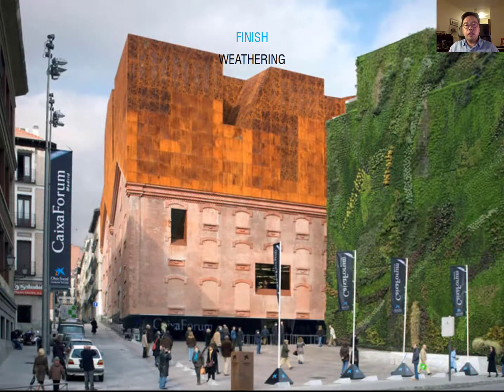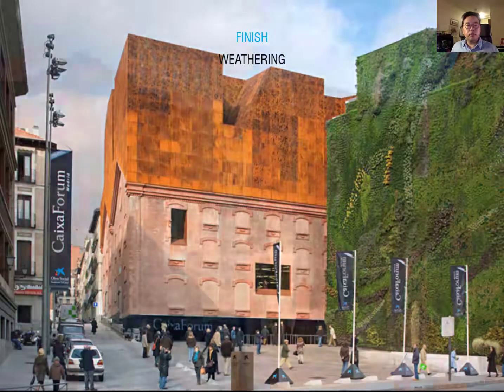So you can see I am giving one example using the weathering steel. This one is Caxias Forum in Madrid, designed by Herzog and de Meuron. Actually, they used the existing building. You can see the existing brick building here, and then they added the program over the existing building using the weathering steel. They tried to match the existing context and existing building. That's why they chose the Corten steel for the new facade.